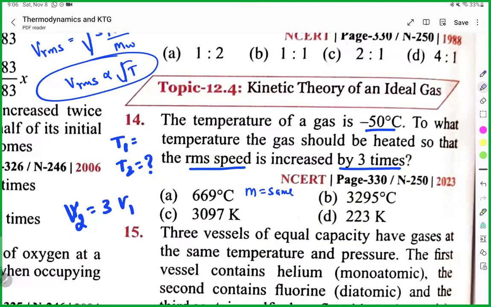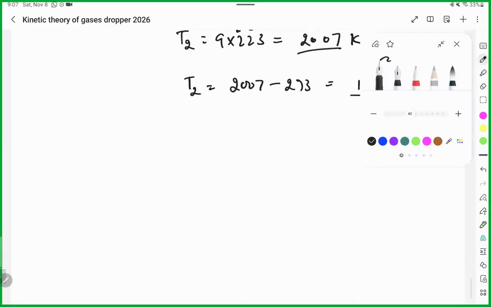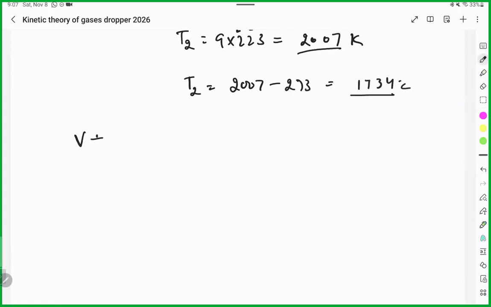The question says: at what temperature should the gas be heated so that the RMS speed increases by 3 times? Okay, you know what that means. What is the new speed? The new speed is increased by 3 times. It means if the initial speed was v, then the final speed will be more than 3 times. So the total speed will be 4v. This is the key. Now you are understanding.